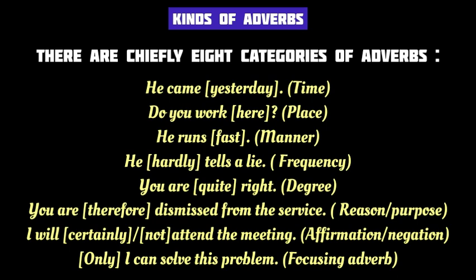I will certainly attend the meeting. I will not attend the meeting. In the first case, the word certainly affirms my attending the meeting in future. So it is an adverb of affirmation. On the other hand, in the second case, the word not negates my attending the meeting in the future. Hence, it's an adverb of negation.